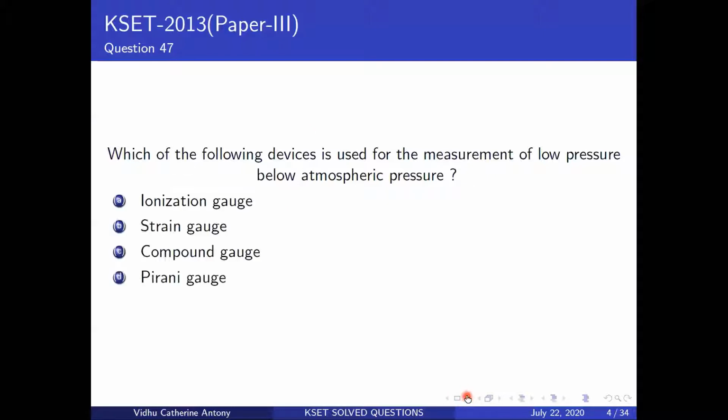These are the different gauges that you have. I'm sure you must have learned about the Pirani gauge and the Penning gauge, which is also your ionization gauge. Let's move through all these terminologies quickly. Here there's kind of an ambiguity because they've said measurement of low pressure below atmospheric pressure. The Pirani gauge and the ionization gauge both help you measure the pressure below the atmospheric pressure.